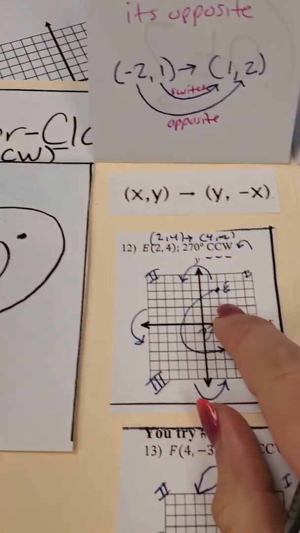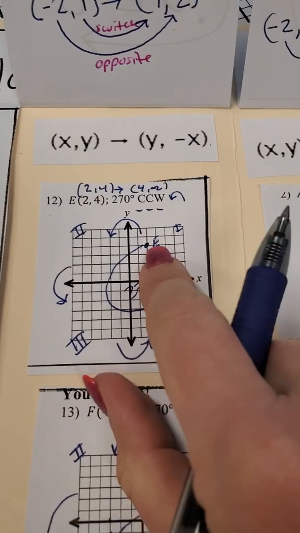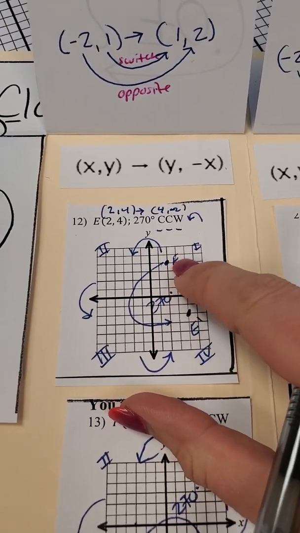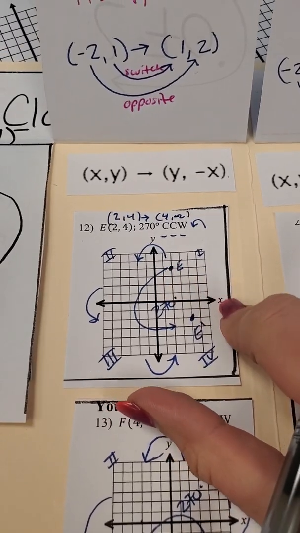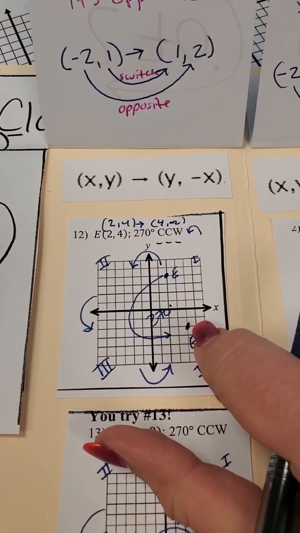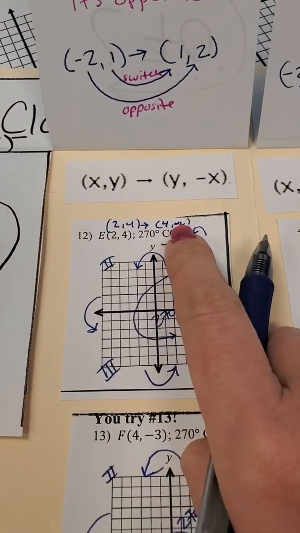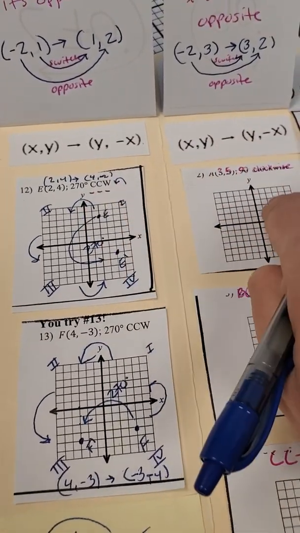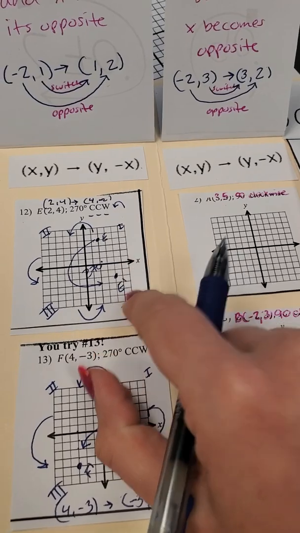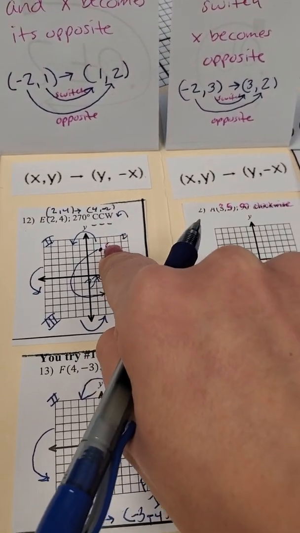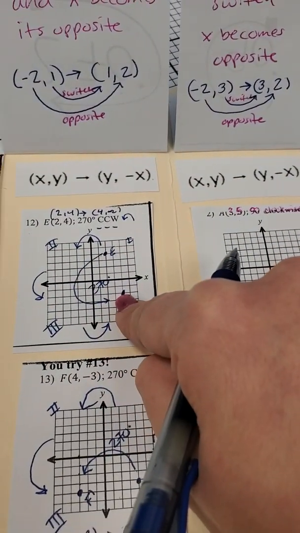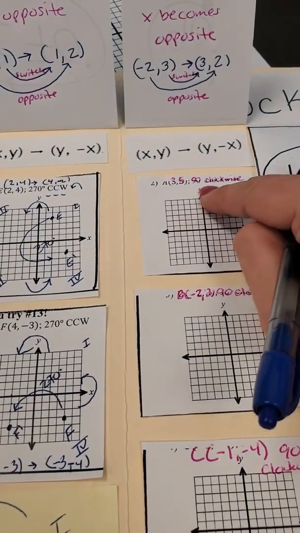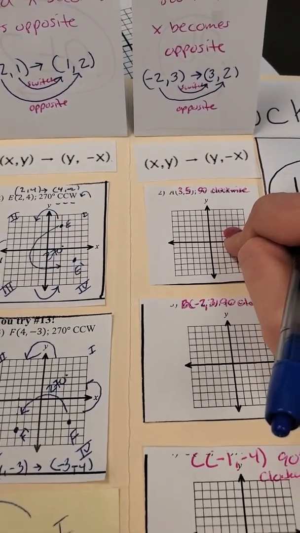So let's look here. If I want to rotate to the right, clockwise, one time, this one right here, which was 2, 4, I'm going to rotate it one time down here. I'm still going to take those same values, I'm going to flip them over, and I'm going to turn the x value into a negative. And that's going to land me in quadrant 4. So a 270 degrees counterclockwise rotation is the exact same thing as a 90 degrees clockwise rotation.